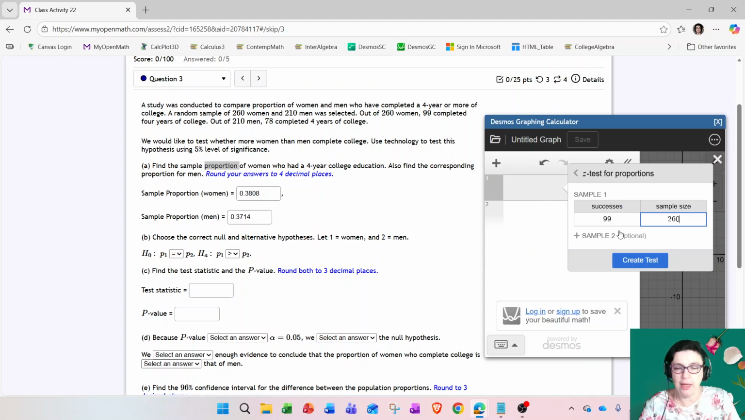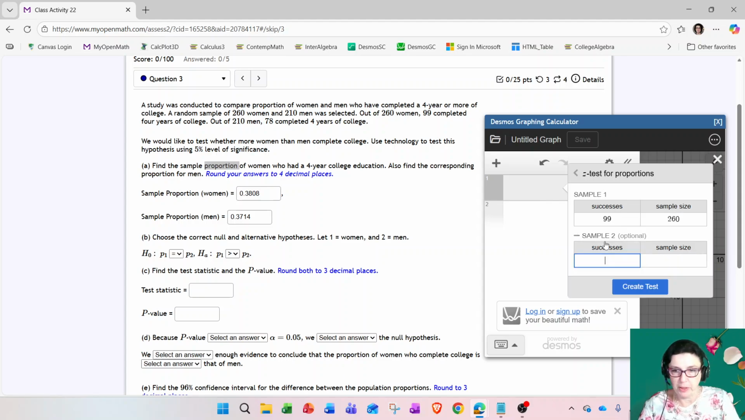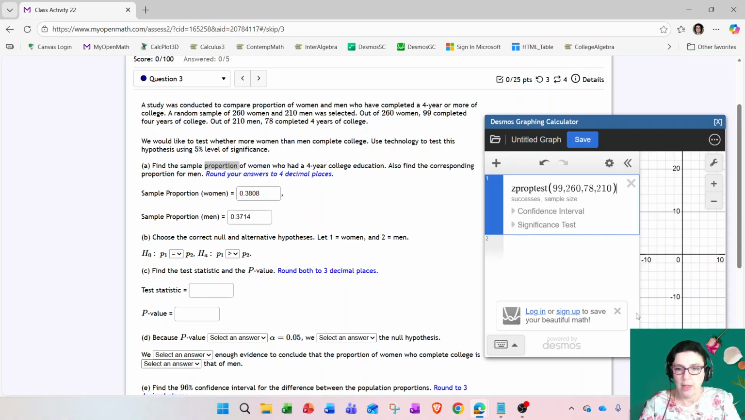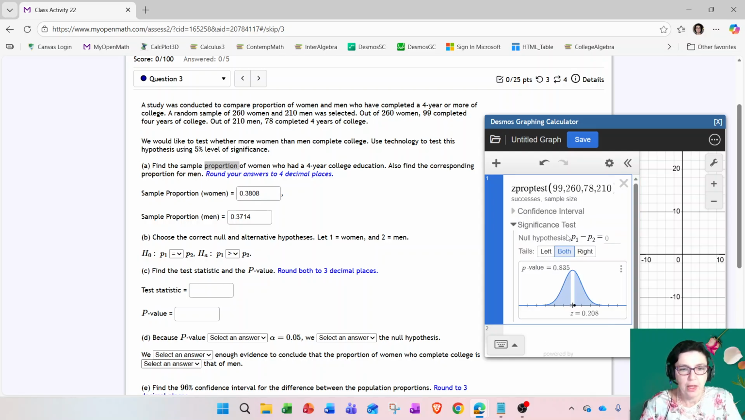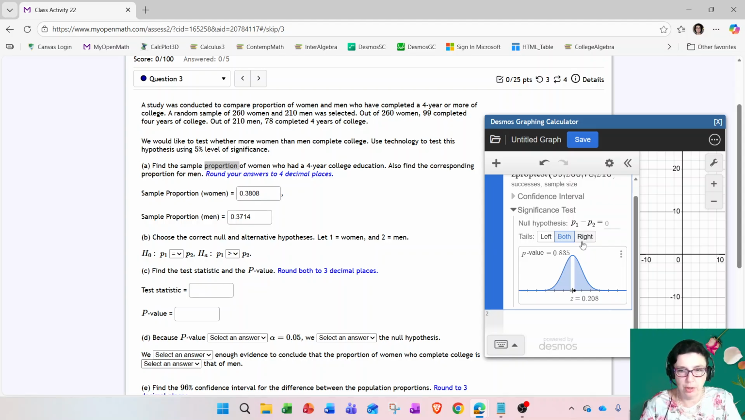Now, in this case, you're going to click on sample 2 because you now have another sample, and this time you go 78 and 210. And then you're going to click on create test. So the first part is to go ahead and conduct testing. So we are going to expand the significance test menu. We're going to make sure that we're changing the tails to right.